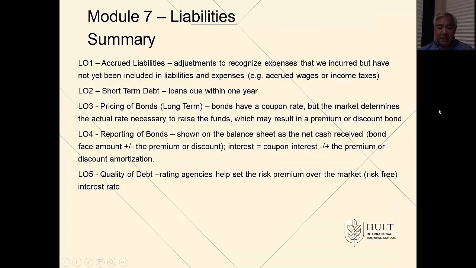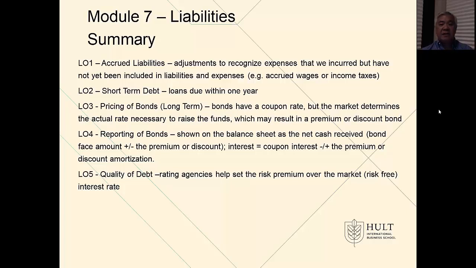Summarizing Module 7, liabilities, we have accrued liabilities, which are adjustments we make to recognize that we have incurred some expenses that have not yet shown up on the income statement or balance sheet. So we make it appear there, and therefore our financial statements are in conformity with GAAP. Next is short-term debt, right? It's money we owe in less than the next 12 months. It's debt, typically loans to a bank, that are due within a year.